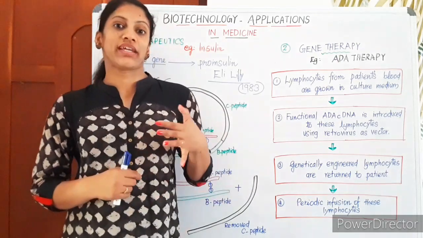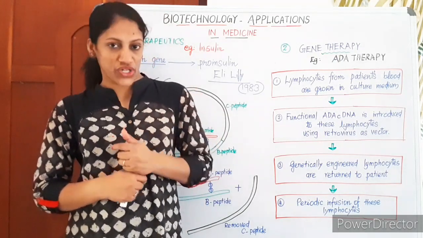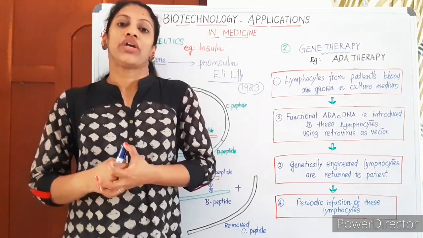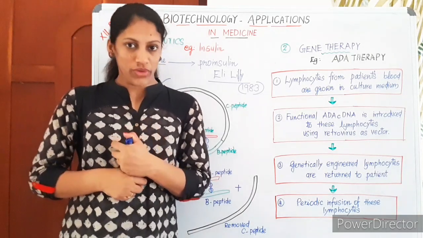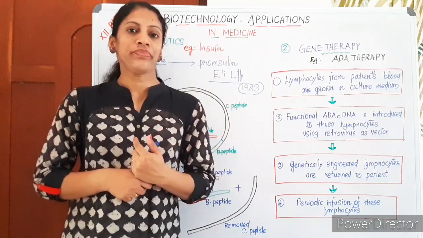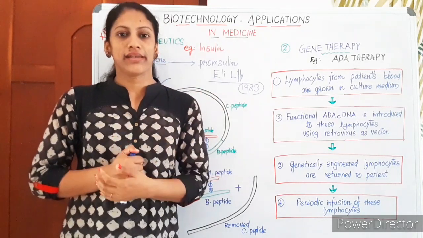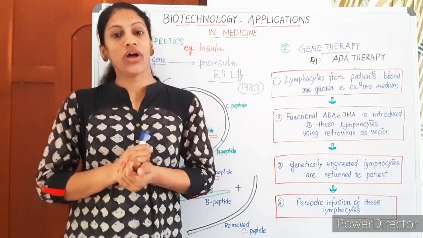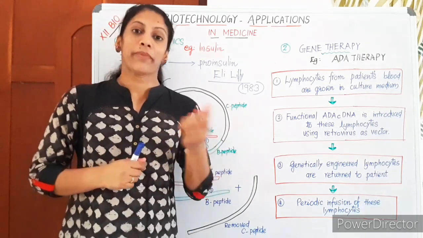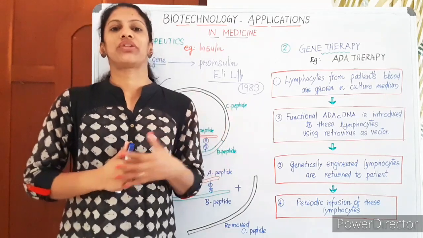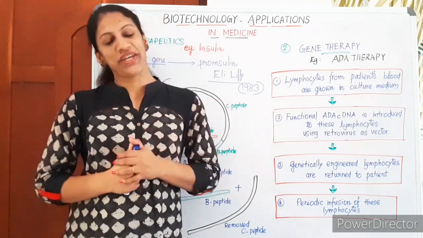Before genetically engineered insulin production, the human insulin is known as Humulin. Before the production of Humulin, insulin was obtained from cattle, especially from pigs. At the time of slaughtering, the insulin was taken from their pancreas and injected into patients.